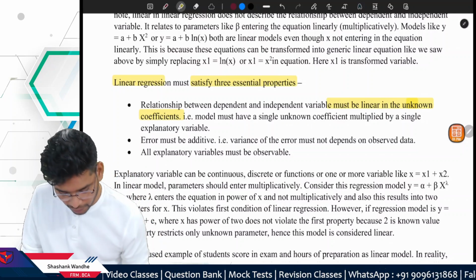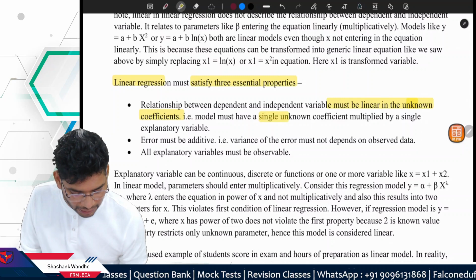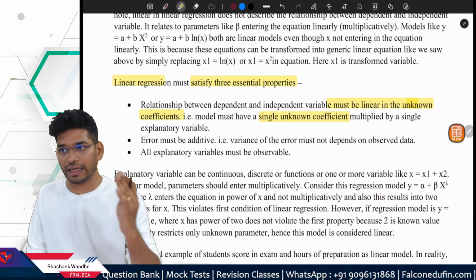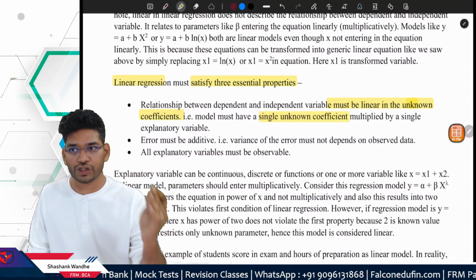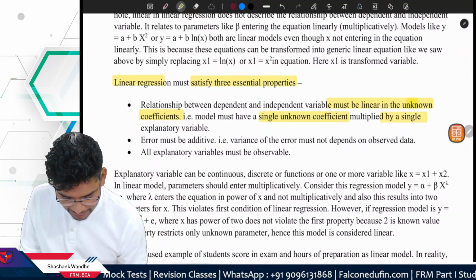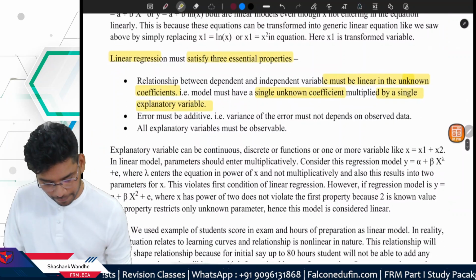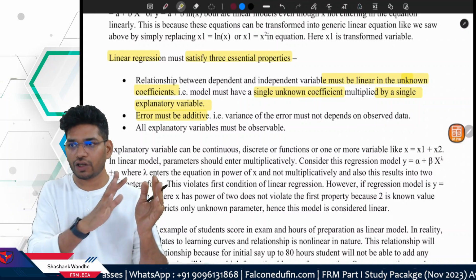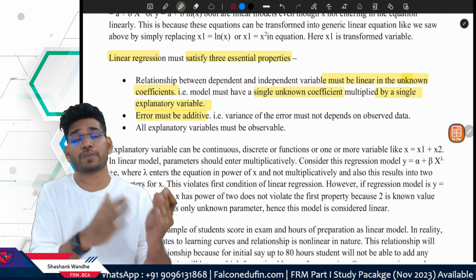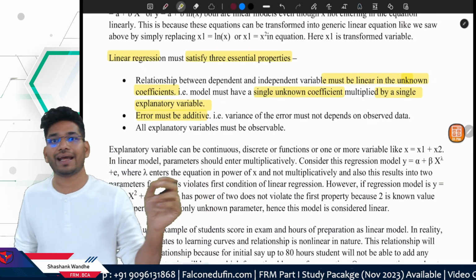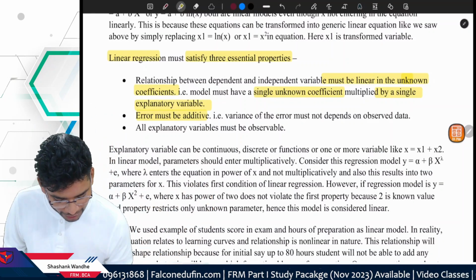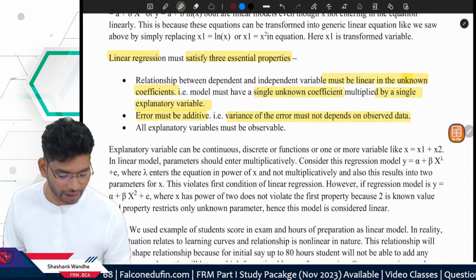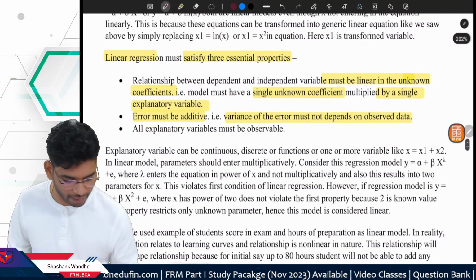So I have to focus on this particular word. Model must have single unknown coefficient. So only one unknown coefficient multiplied by single explanatory variable as we discussed. Then errors must be additive. Okay, so errors must be additive as in you have to see the y is equal to alpha plus beta x1 plus error term. This is the error, should be additive. And variance of error term must not depend on observed data. This is the meaning of this statement.